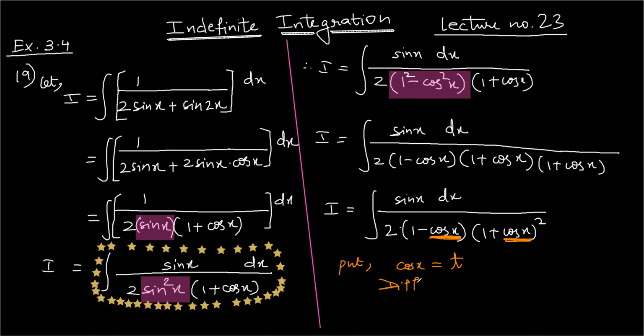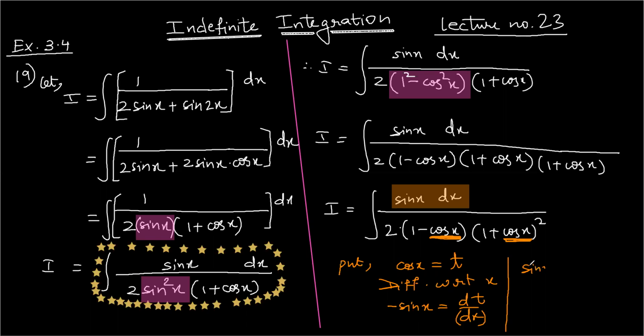Then I differentiate with respect to x. So d by dx of cos x is minus sin x, equals d by dx of t. You can check here: for cos x I'll be writing t, and for sin x dx I'll be writing minus dt. See, this dx I multiply with sin x, so for sin x dx, I'll be writing minus dt.